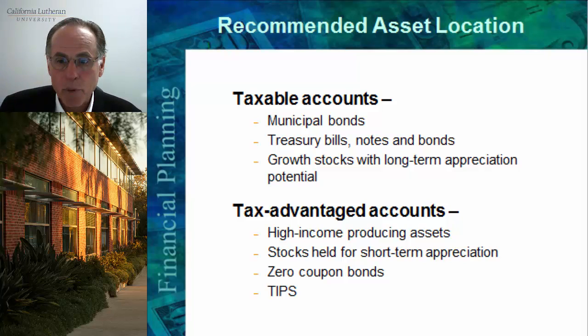Alternatively, high-producing assets, stocks held for short-term appreciation, zero coupon bonds, and TIPS should be placed in tax-advantaged accounts. The logic here is that the securities produce high annual dividends, accrued interest, or short-term capital gains, which are taxed at ordinary income tax rates.